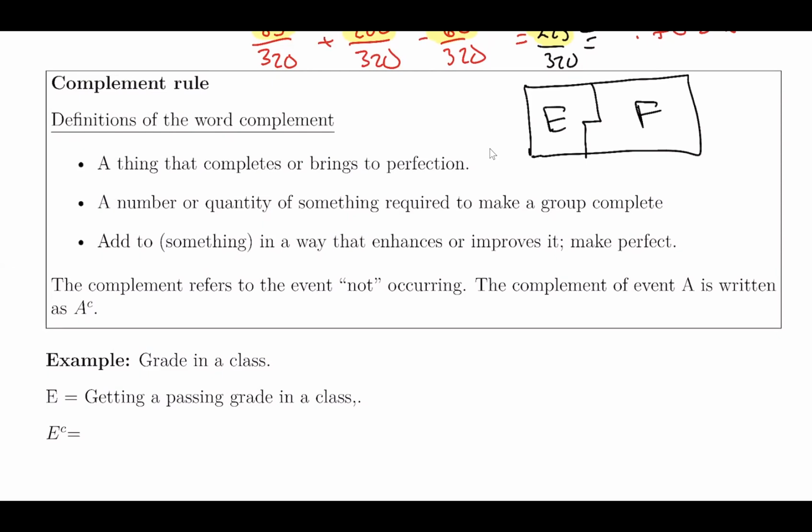But say we have this Venn diagram and we have event E, we have event F, but now we have event G. These events will not be complementary to each other because now there are three pieces that we have to put together in order to make it a complete picture. So anytime we have two complementary events, when we put those two events together, it should give us 100%, or it should give us all possible outcomes.